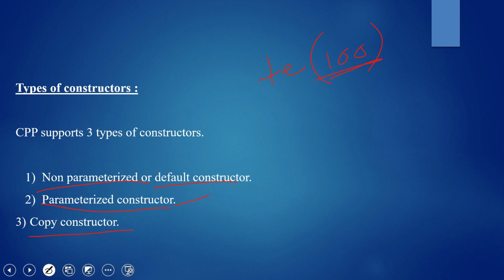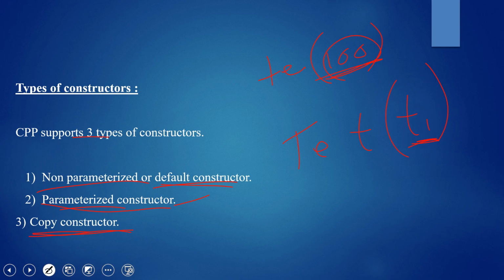Then the copy constructor: we are not passing values, we are passing an object. For example, for test t, we are passing the t1 object, and t1 is also an object. Instead of passing values, we are sending an object. That is nothing but a copy constructor. So how many types of constructors does C++ support? Three types. What are those three? Default constructor, parameterized constructor, and copy constructor.